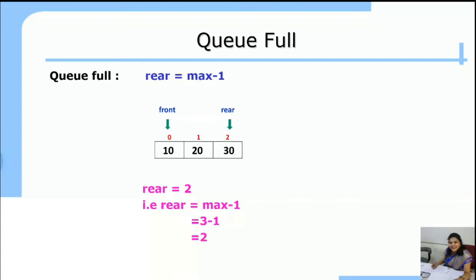In a real-time example also, how do you know that the queue is full? You see the last position. If there is a person at the last position, then your queue is full.